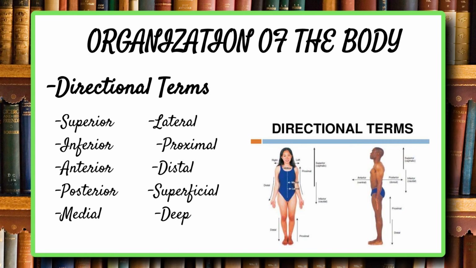Now I can also say the heart is medial to the hand. It means that the heart is at the middle while the hand is lateral. Lateral is by the side or away from the body. So I can say the hand is lateral to the heart. Lateral means away from the body. Proximal means close. Distal means farther away.